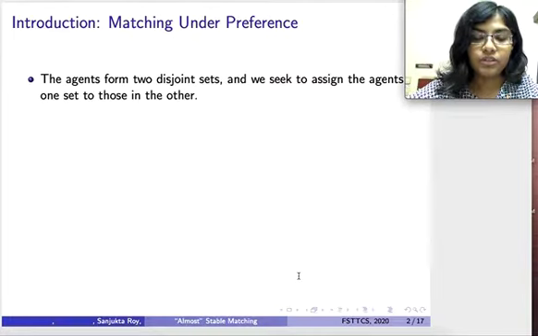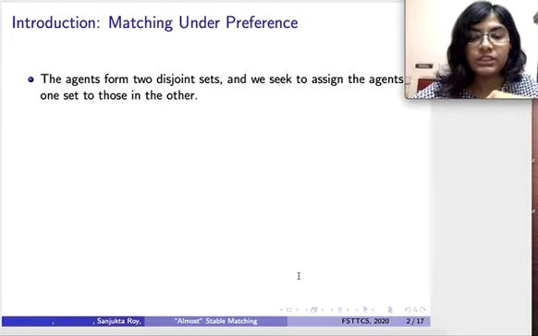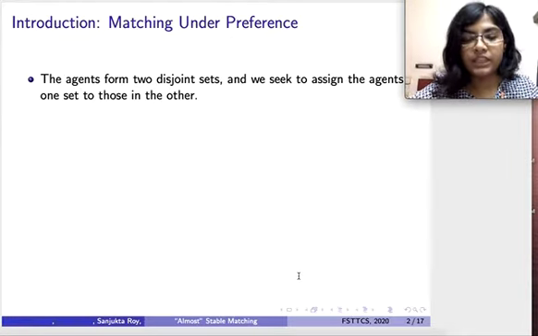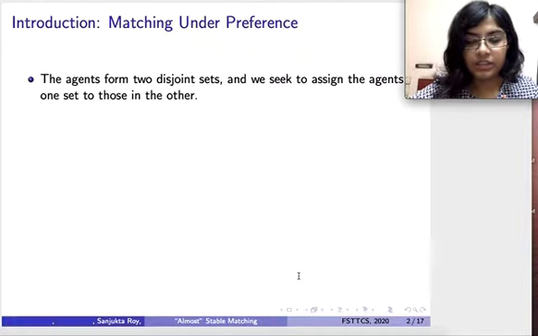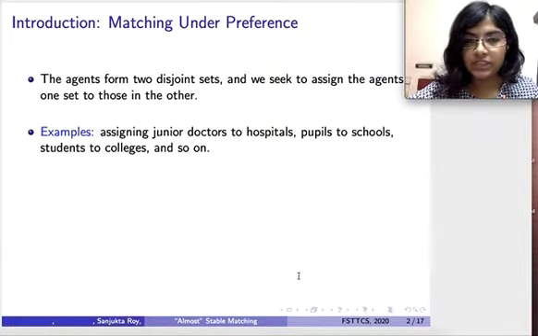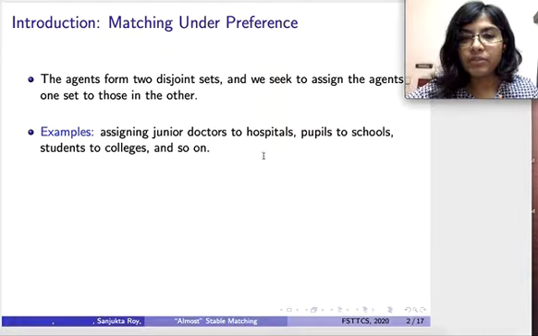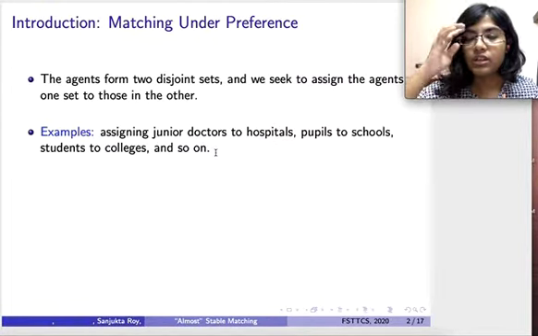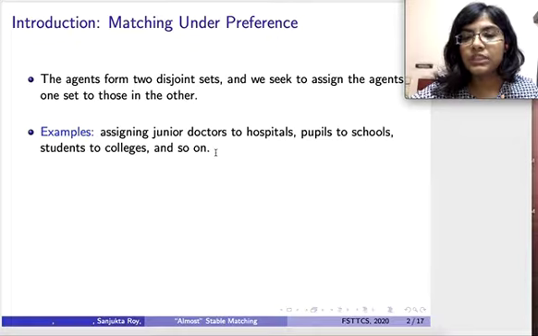To understand the problem, we first look at the model. This is called matching under preference. We have two disjoint sets of agents, and we want to assign the agents from one side to the agents from the other side. Examples could be assigning junior doctors to hospitals, students to colleges, etc. Generally the doctors have a preference over the hospitals, for example which hospital is better or close to their houses. Similarly, hospitals also have preferences over the doctors given their previous performances, etc.